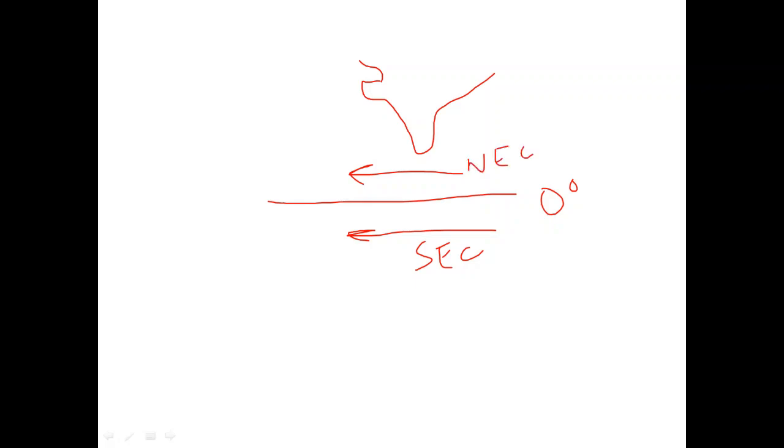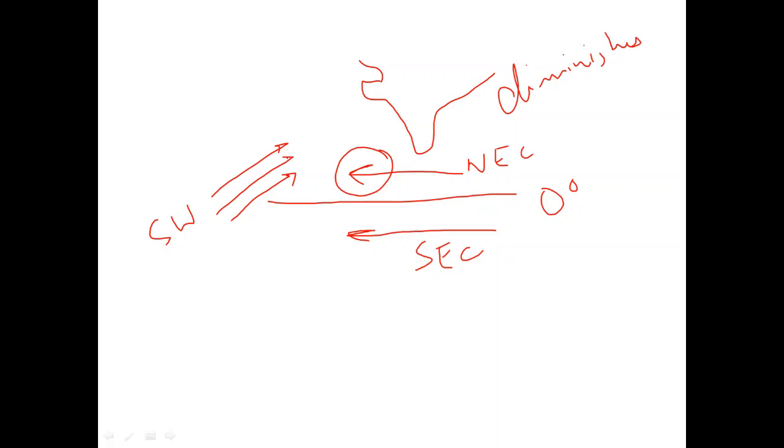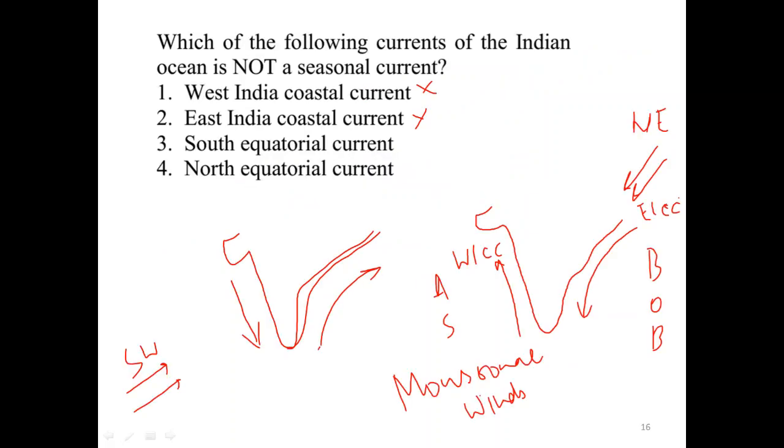During the southwest monsoon, sometimes when the winds become very intense, they block this north equatorial current, and then it either completely diminishes or becomes too weak to be noticed. Therefore, the north equatorial current also acts as a seasonal current in the Indian Ocean, while the south equatorial current is a permanent current. So the answer to this question should be the third one.